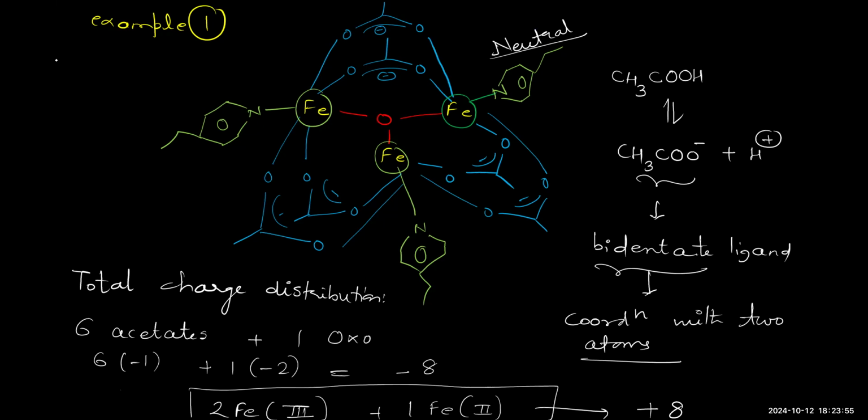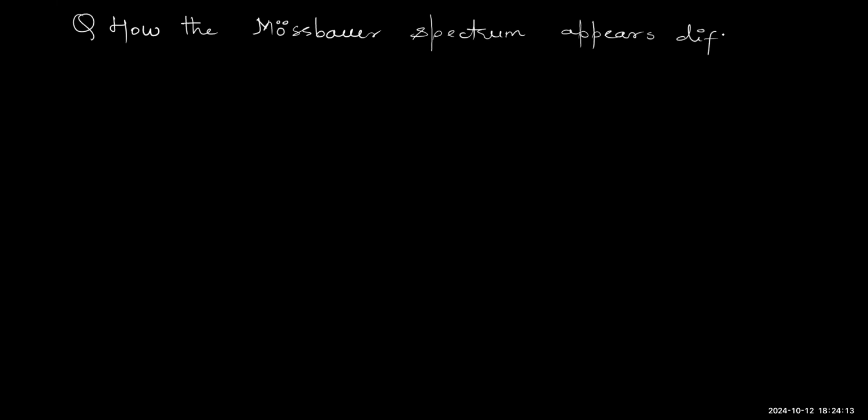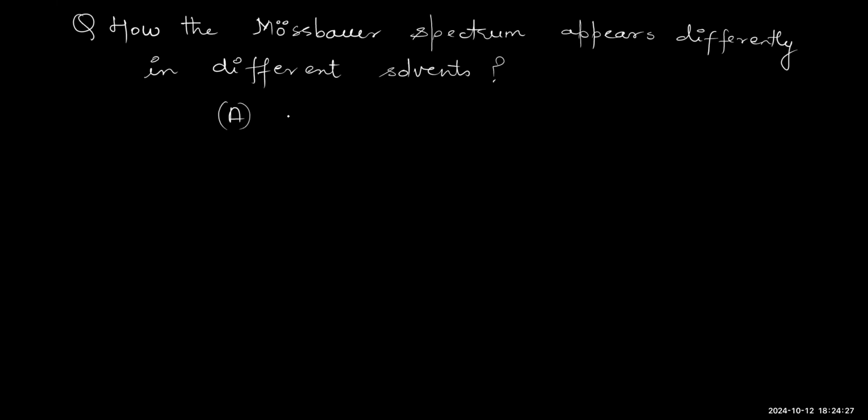So, the question is how the Mossbauer spectrum appears differently in different solvents, right? The first case that we have is with benzene. Benzene as the solvent.